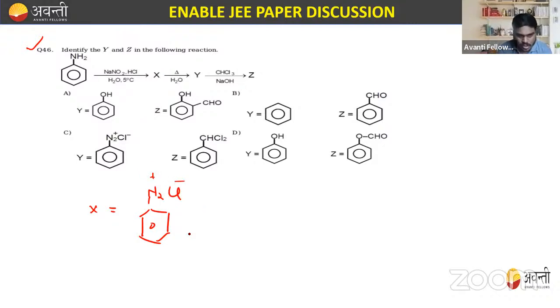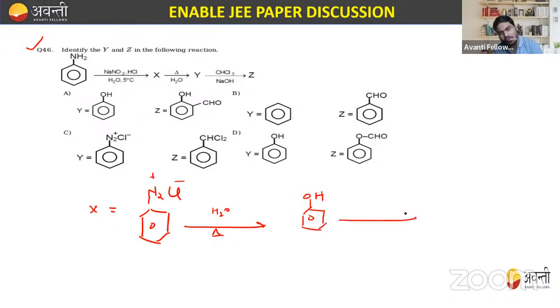Now, when this BDC is treated with H2O and heated, then the formation of phenol takes place. And when the phenol is treated with chloroform and a strong base like NaOH or KOH, then the formation of salicylaldehyde takes place. Right? So which option is correct, beta, for this question?